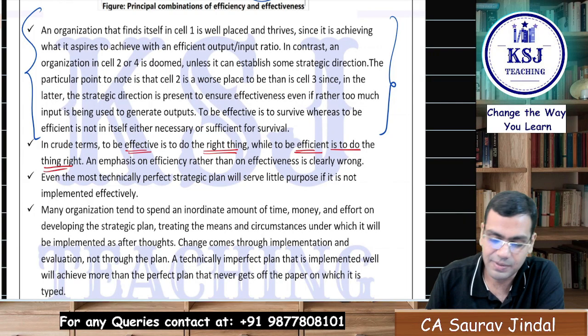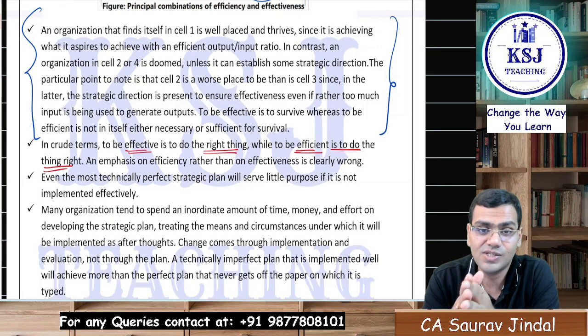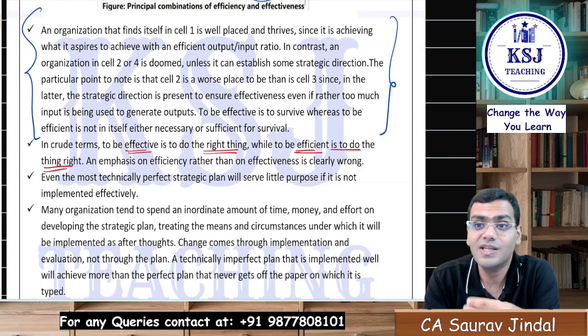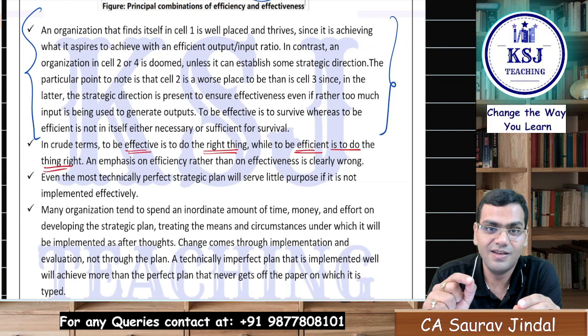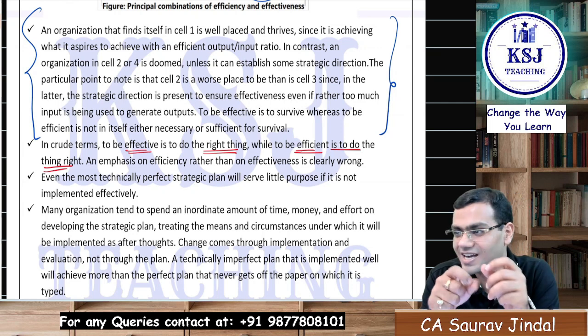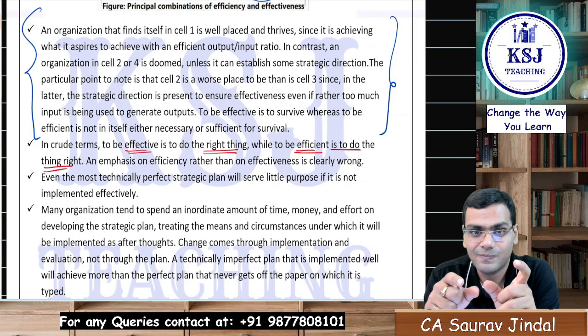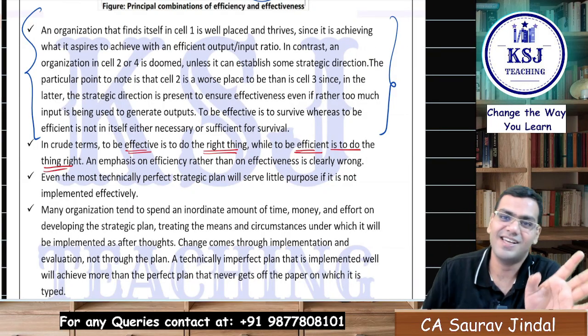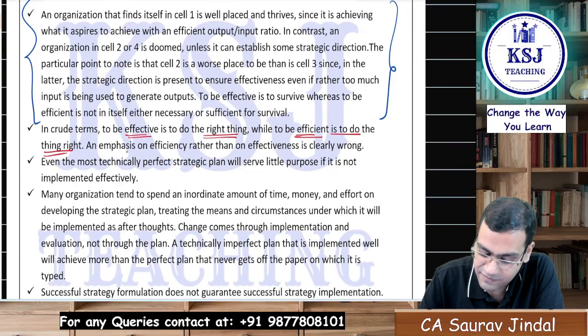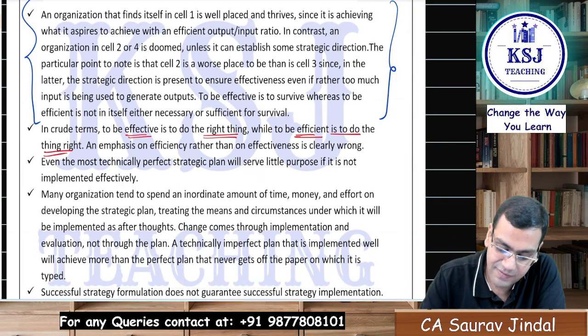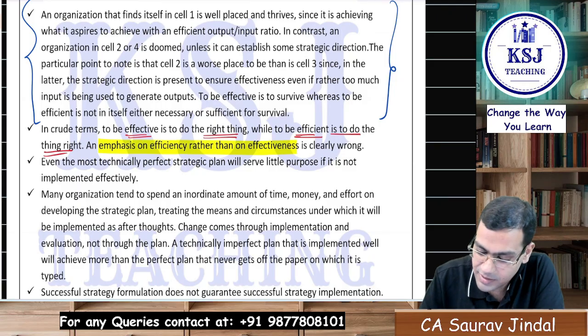For example, what is effectiveness? Effectiveness is doing the right thing, serving the society. What is efficient? Efficient is whatever you are doing, do it right. Even if you are murdering someone, murder it right. That is efficiency. That is the difference between effectiveness and efficiency in simple terms. An emphasis on efficiency rather than effectiveness is clearly wrong.